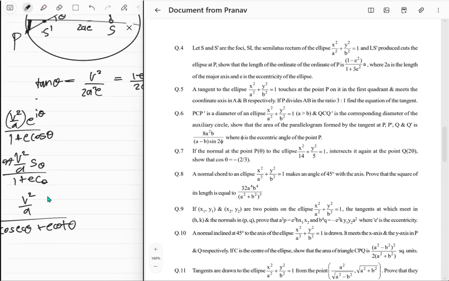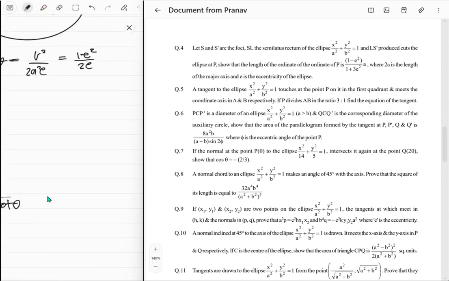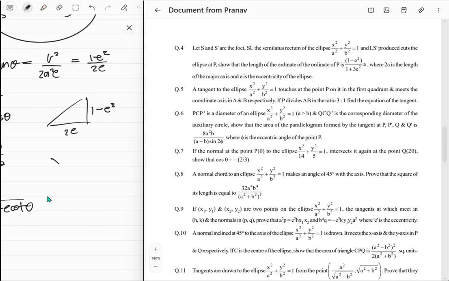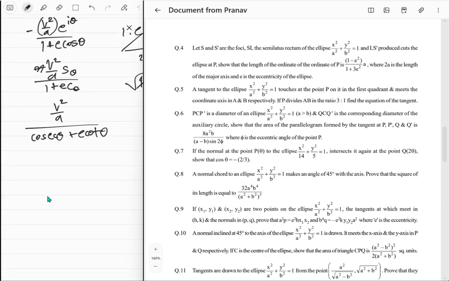So cot theta is not a big deal. It's just this root of this guy. Cosec theta is a big deal, unfortunately. I think tan theta is like 1 minus e squared, and then you got 2e, and what's this going to be? Square root of 4e squared plus 1 minus 2e squared plus e power 4. This cancels plus, so it's going to be 1 plus e squared, right? Okay, there we go. That should do it.